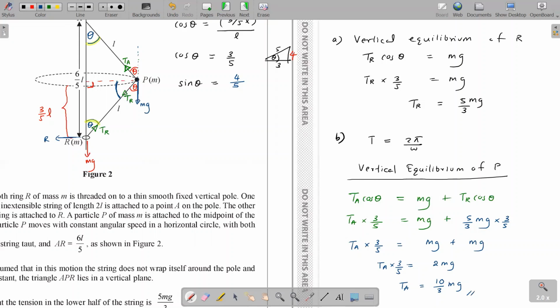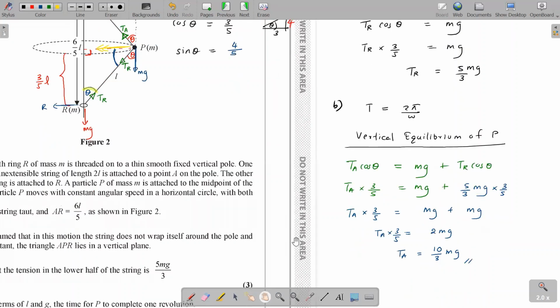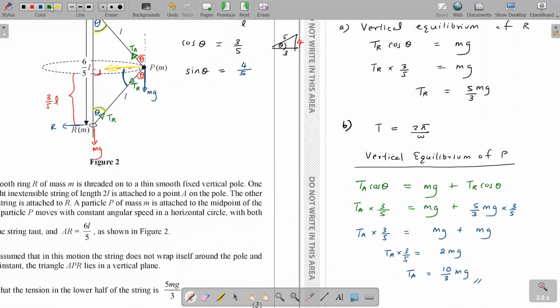Okay, so now what do we do after you apply vertical equilibrium? Now you apply F equals ma towards the center. What are the forces acting towards the center? The tension A, you get a component for the center. Tension R, you get a component for the center. Mg, the weight, is vertical, so you don't get a horizontal component from that. You only get the components from the two tensions. So we get here tension A, which one? Cos or sine? If you're going horizontally, tension A sine theta. And from tension R also, you get a sine theta. Tension A sine theta plus tension R sine theta.